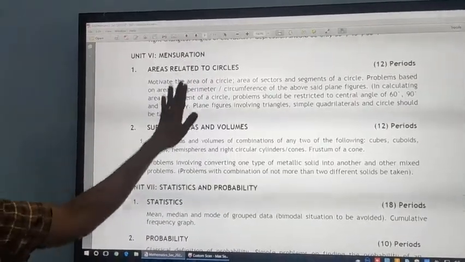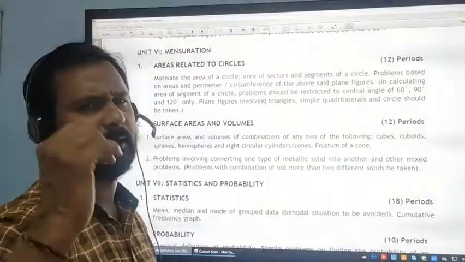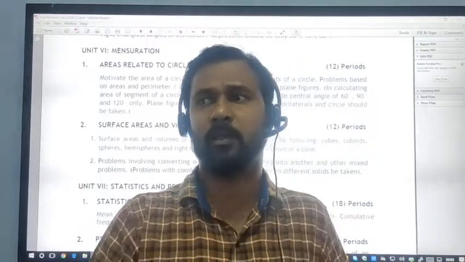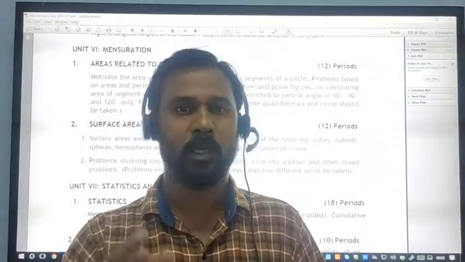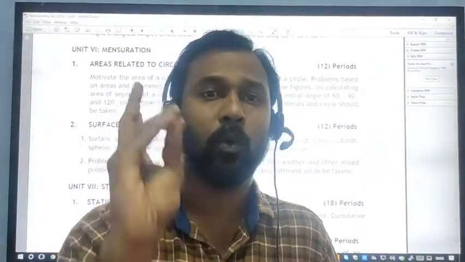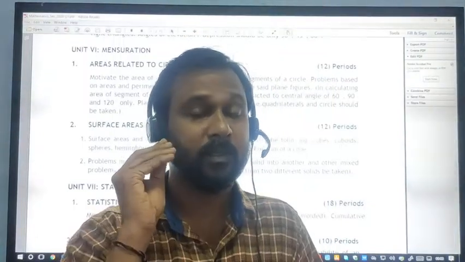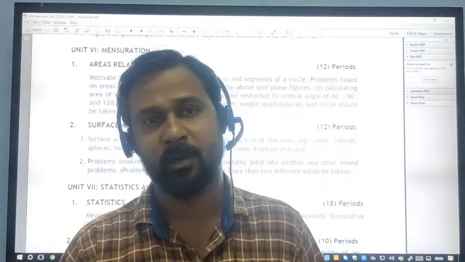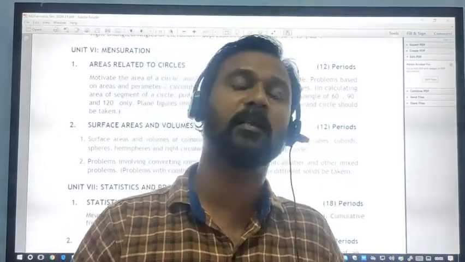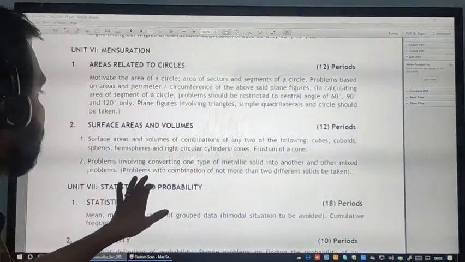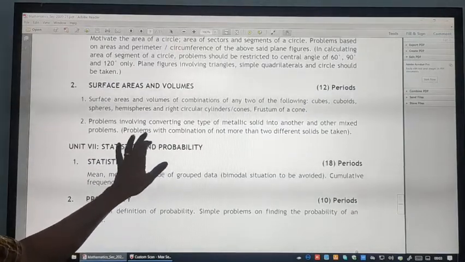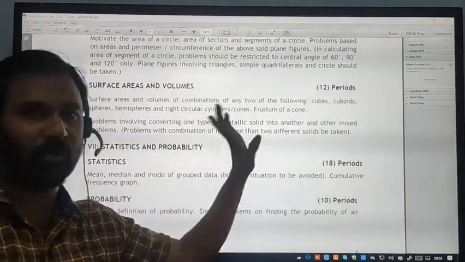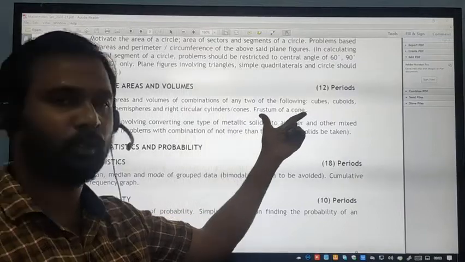Another chapter in mensuration is surface area and volume. The very same chapter you had seen in 9th class, with the very same figures: cuboid, cube, cone, cylinder, sphere, hemisphere. More than this, one more figure in 10th class is known as the frustum of a cone. This is a new figure for you.